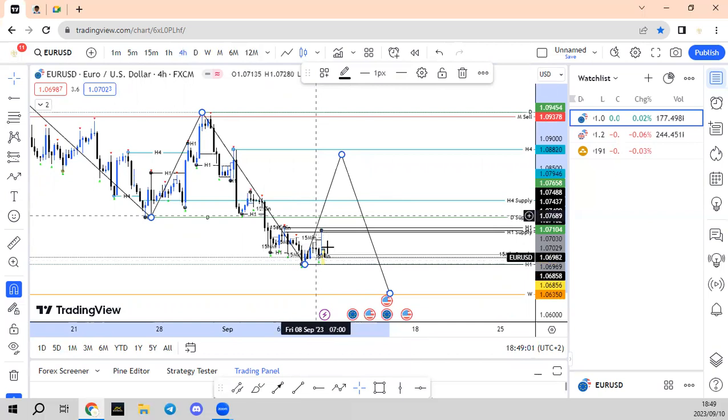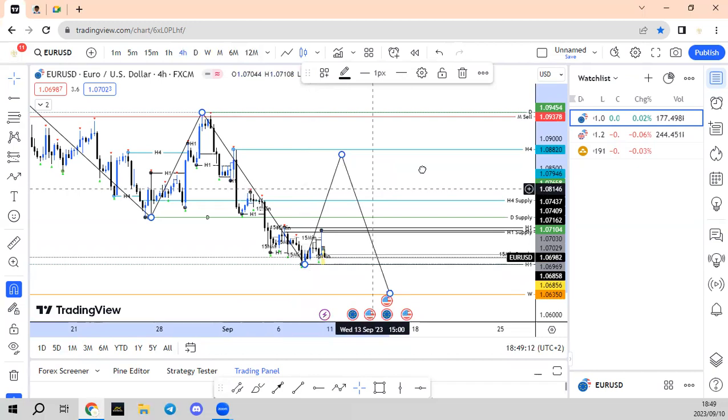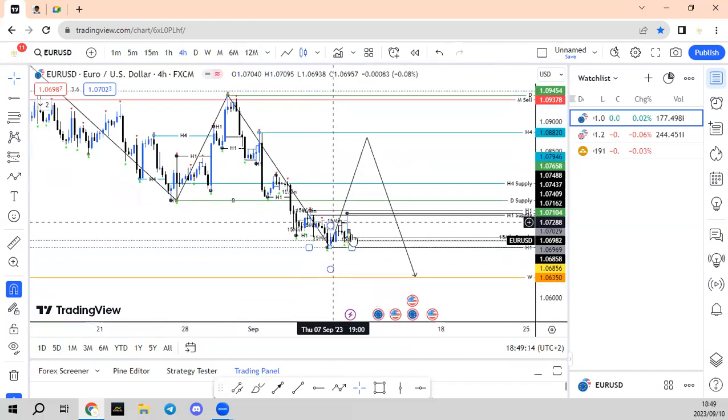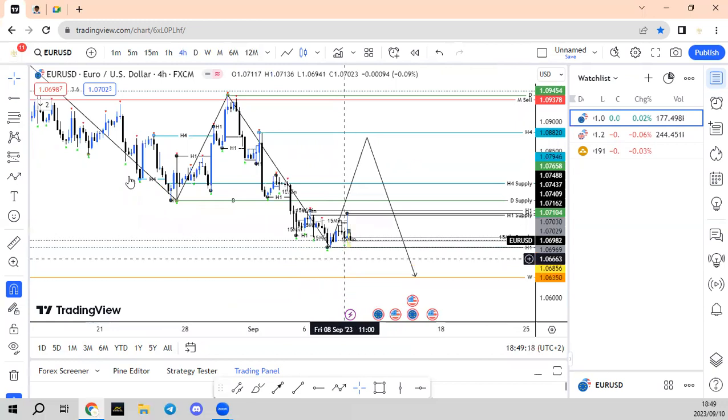However, if on a smaller time frame I'm getting buys, I cannot hold up until here because the structure is bearish. You understand? So currently, on a smaller time frame, if I get any sells, I cannot hold until this low because this is a smaller time frame.